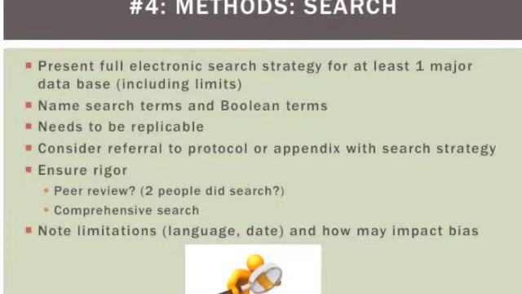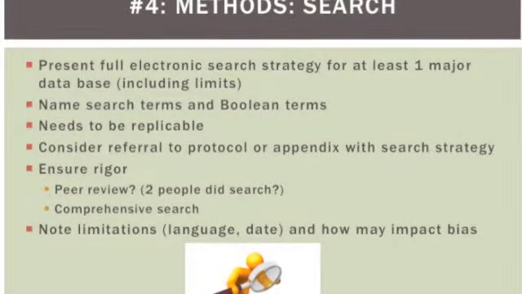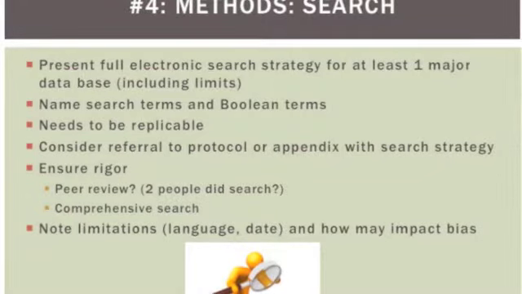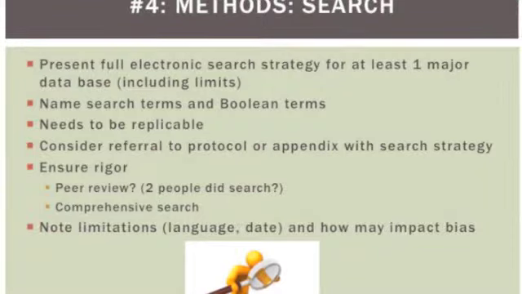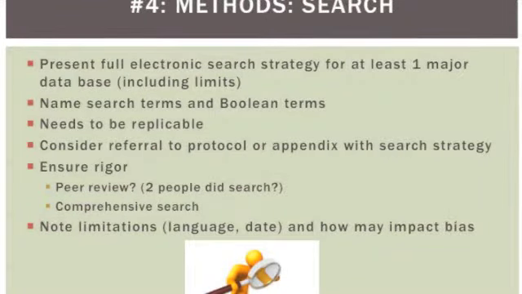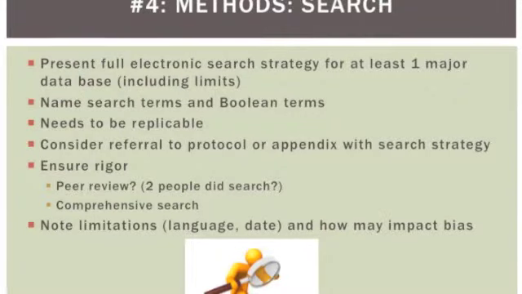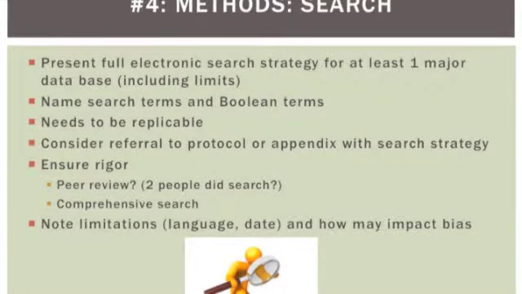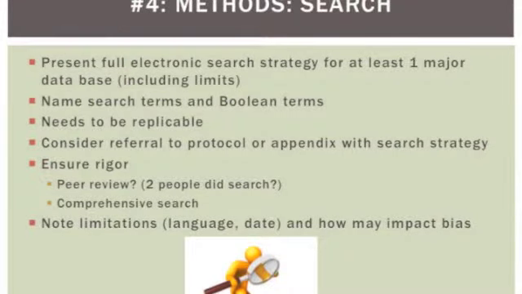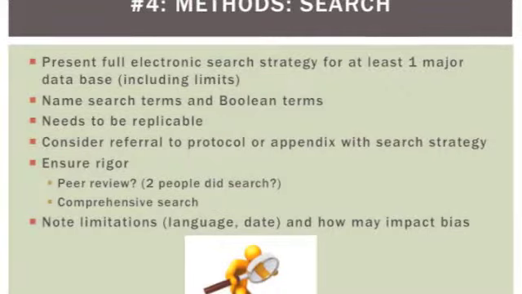For the methods, the search section, you want to present a full electronic search strategy for at least one major database, including the limits. Name the search terms you used and the Boolean terms. This needs to be, again, replicable. Consider referral to a protocol or appendix with the search strategy. You want to ensure that your search strategy ensures rigor. For example, is there a peer review?